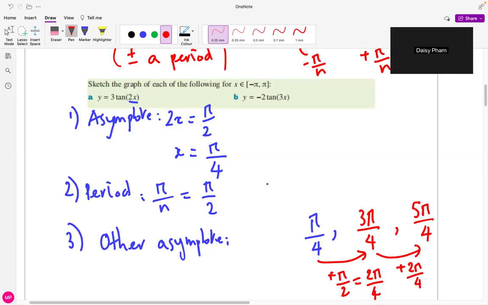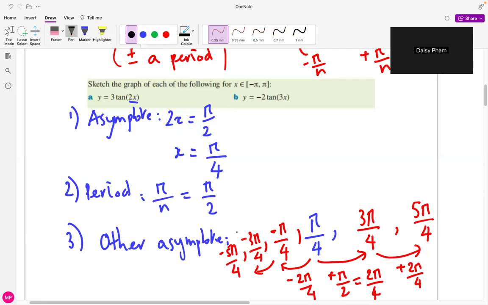My domain is negative π to π, so you need to go on both sides as well. So π/4, if you minus the period, if you minus 2π/4, you get negative π/4. Then you keep doing the same thing, minus 2π/4, you get negative 3π/4, and then you have negative 5π/4 here. Now your domain is negative π to π, so you wouldn't want these negative 5π/4 and 5π/4 on your graph. But remember that's still one of the asymptotes. You can cut it off later.